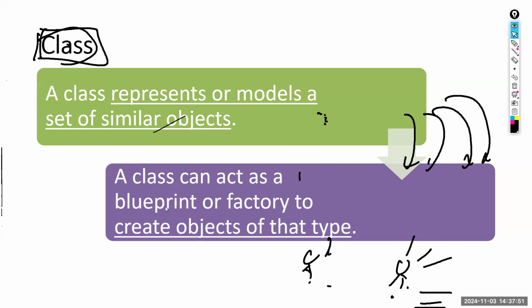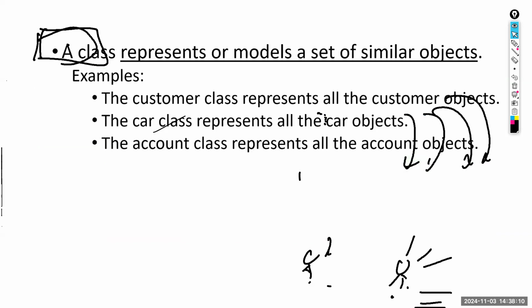Factory එකෙන් එනවා වගේ නේද? Ice cream factory එකෙන් ice cream එනවා වගේ, car factory එකෙන් car එනවා වගේ. Customer class එකෙන් එනවා customer objects, account class එකෙන් එනවා account objects, payment class එකෙන් එනවා payment objects. Right? But all these things happen in your computer memory. Okay.